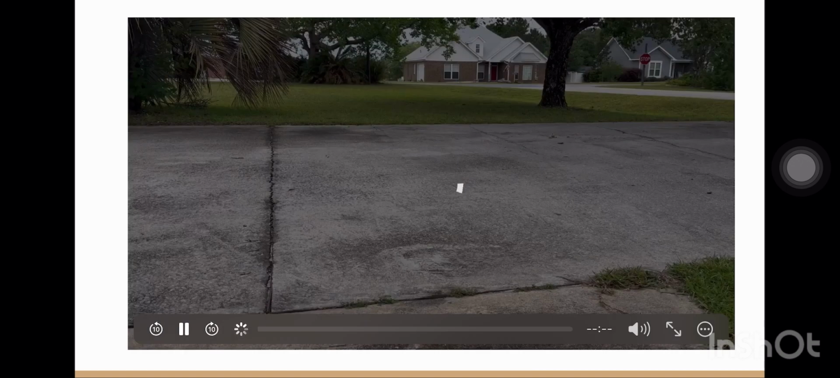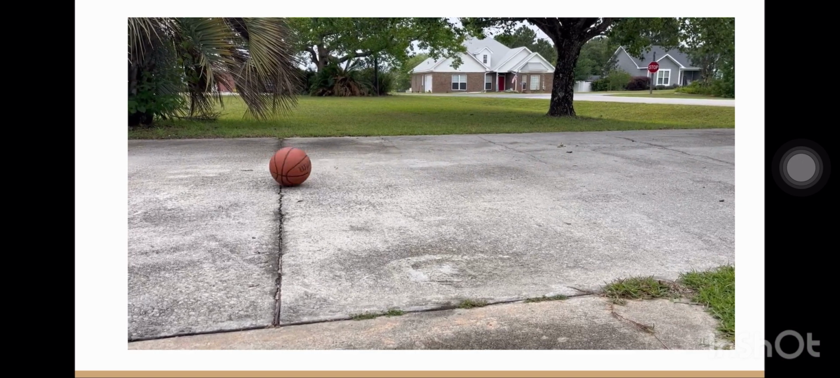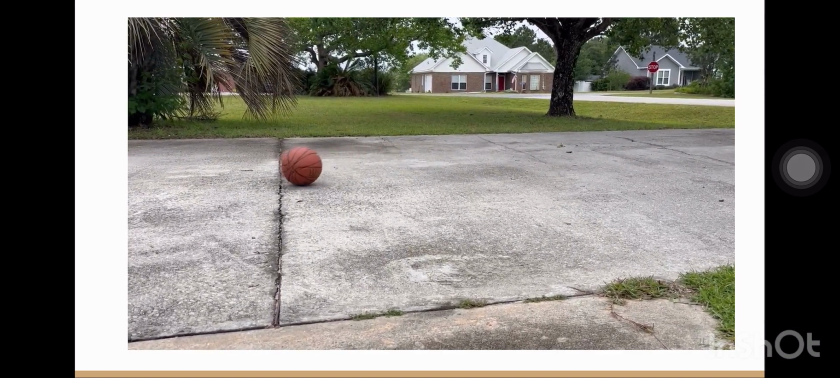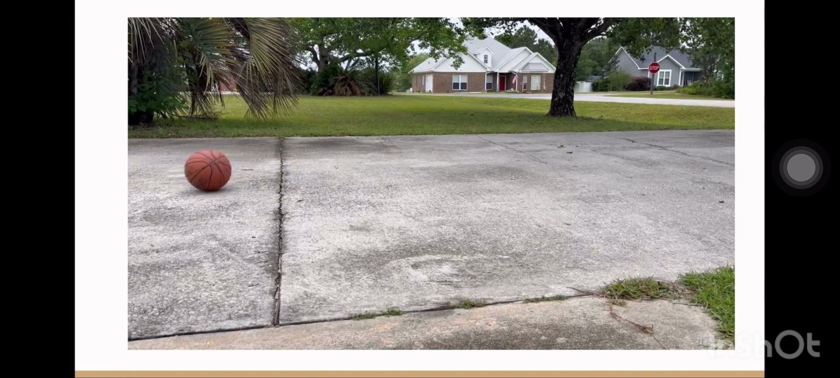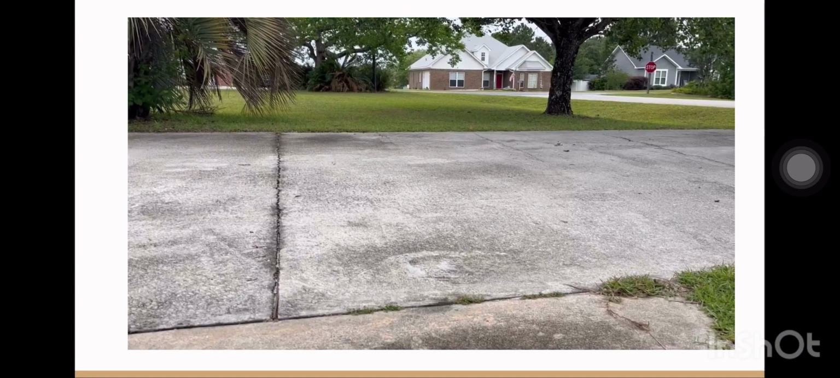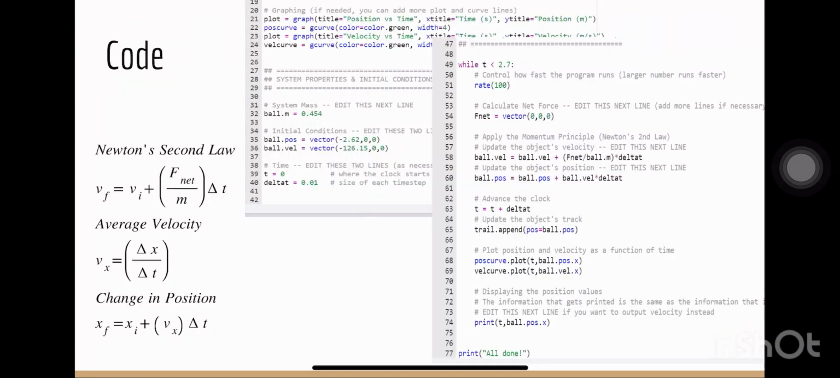Newton's second law explains how a force acts on a system, causing a zero change in momentum, and the velocity remains the same. Here, the ball is the system and everything else is the surroundings. After analyzing and gathering the values of the position of the ball from the Tracker app, I moved on to the computational model. Here's a picture of my code.